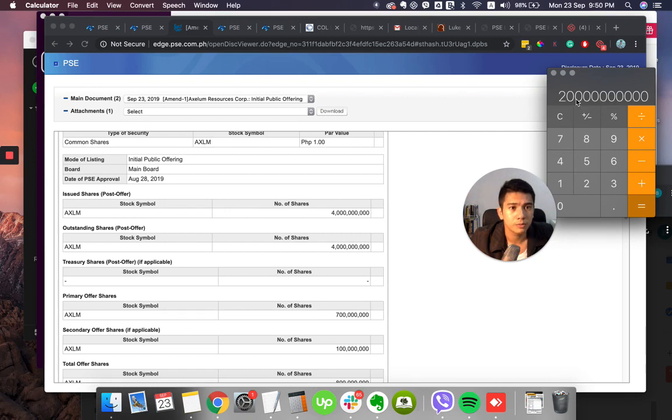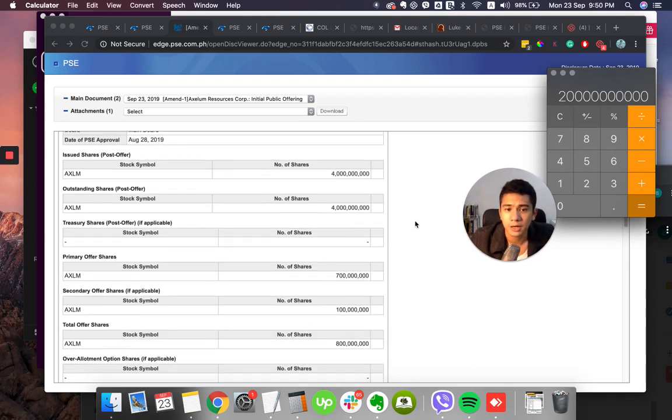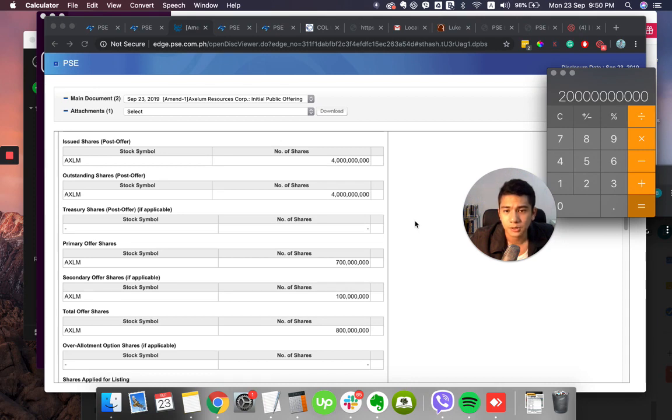And then this is already billion. So they are planning to raise 20 billion pesos out of this initial public offering. Okay, 20 billion peso offering to the public, based on the number of shares to be issued post offer.